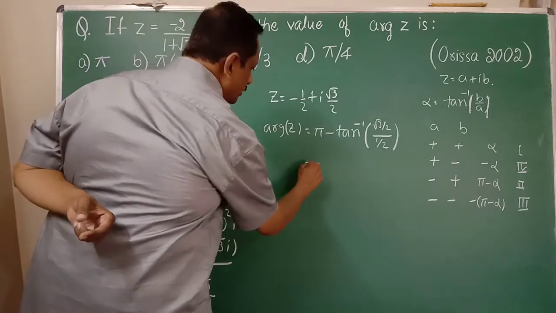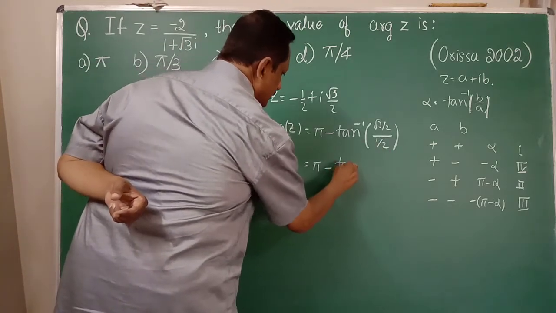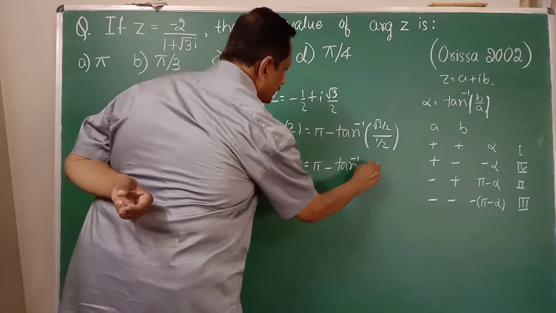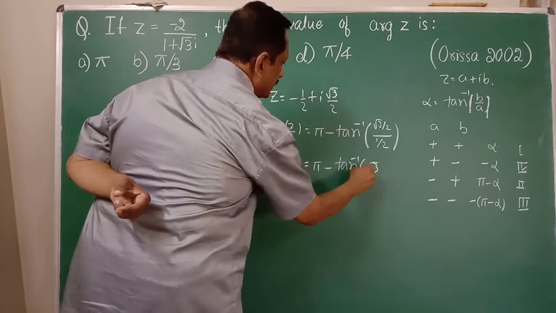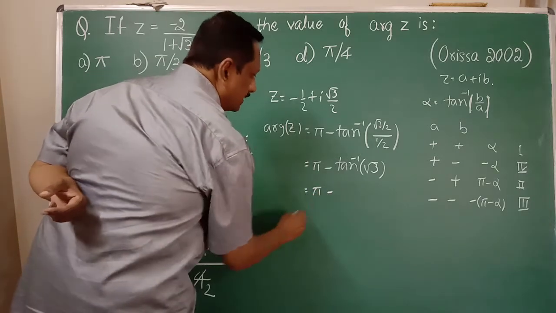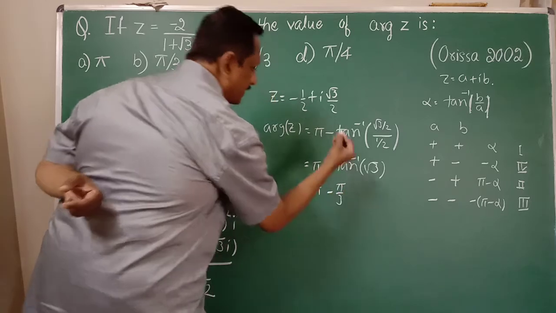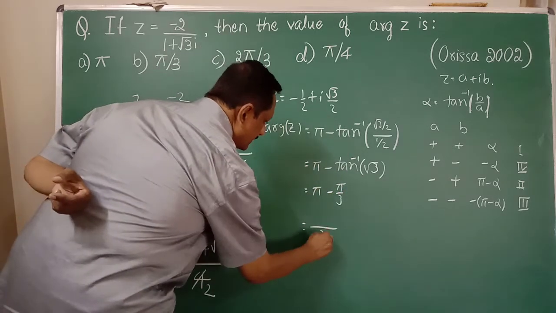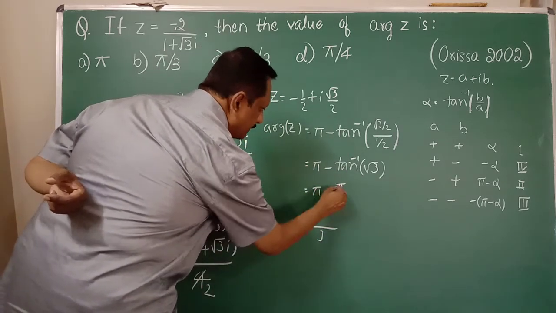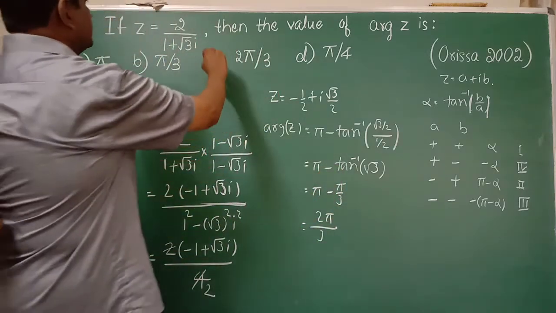Therefore this is equal to pi minus, 2 and 2 cancel, so it is tan inverse of root 3. Therefore pi minus tan inverse of root 3 is how much here? 60 degrees, so it is pi by 3. Then 3 is the LCM: 3 pi minus pi becomes 2 pi divided by 3. So C is the answer.